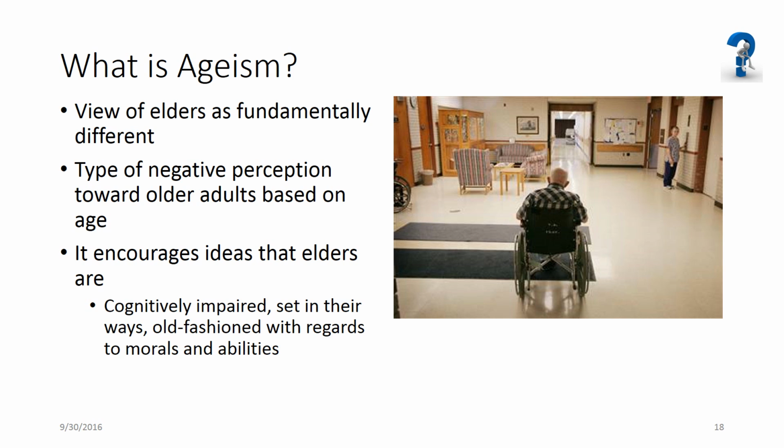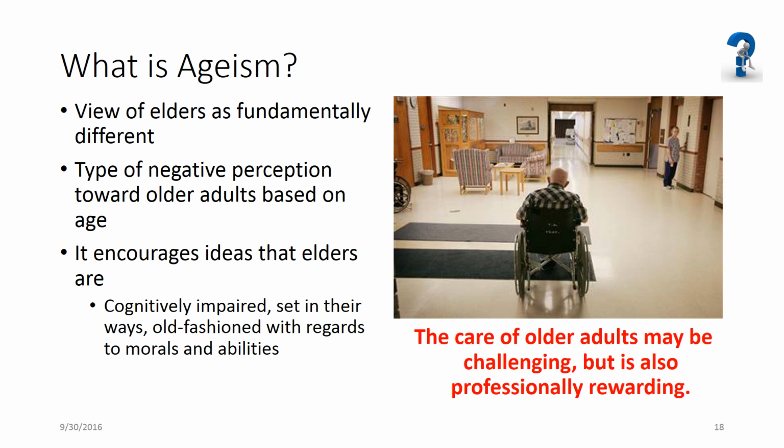Ageism is a stereotyping of an individual or group based purely on their age. It is a form of discrimination and prejudice. It can affect how older adults are treated in general and can affect how healthcare is given. As healthcare professionals, we need to be aware of our own biases and work to treat everyone equitably and fairly. It's important to realize that the care of older adults does present its own challenges, but it is also very professionally rewarding.